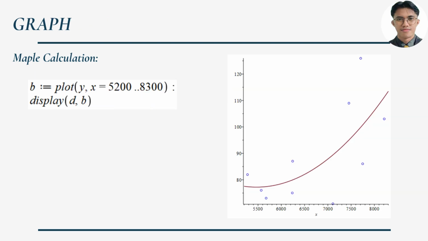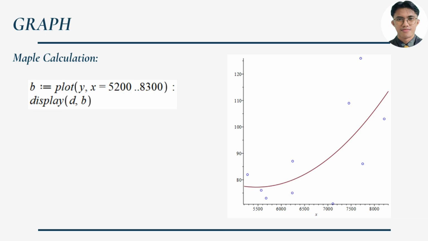On this slide, we present the graphical representation of our Maple calculation. Using Maple, we first define a plot of our function y over the range of x values from 5200 to 8300. This is the command that allows us to visualize both the original data and the fit curve on the same graph. As you can see in the graph on the right, the blue dots represent our data points, while the smooth curve is the result of the function y we plotted.